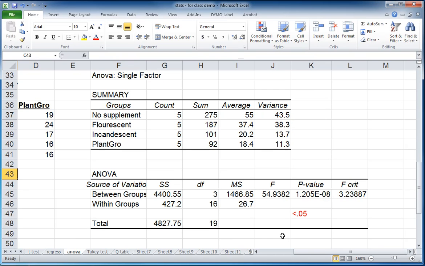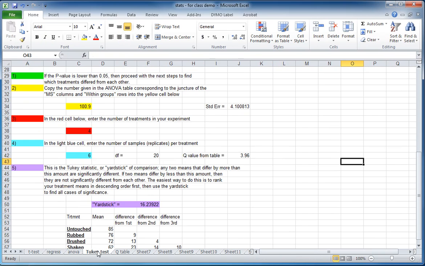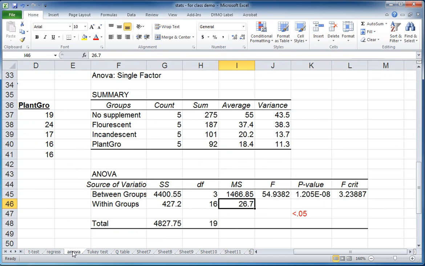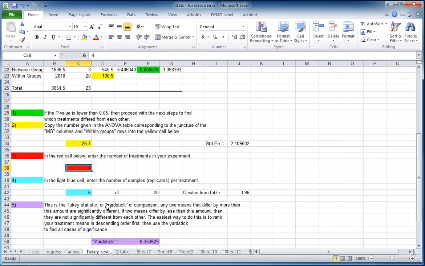And very quickly, we need a couple of numbers from this, as you recall, to use in the Tukey test down here. This number here, 26.7, that's the error mean square. It's at the intersection of the within groups row and the MS column. So let's go over the Tukey test. We still have the old data in here, and so we're going to put this 26.7 in here. We need to tell the number of treatments, so we'll go back to the Anova, and we had 4 treatments. It says 4 already.